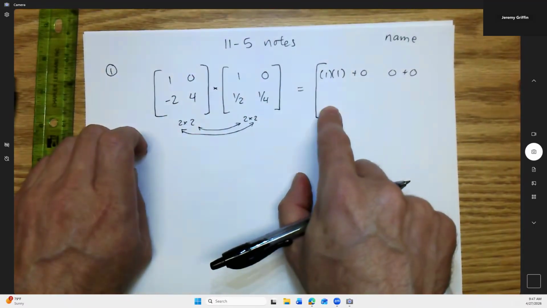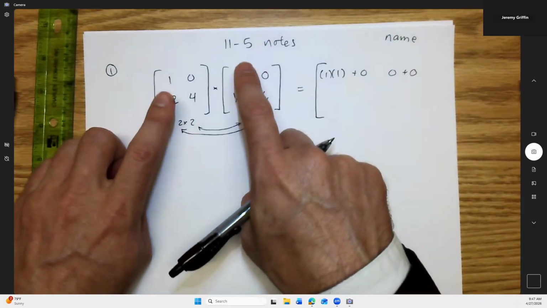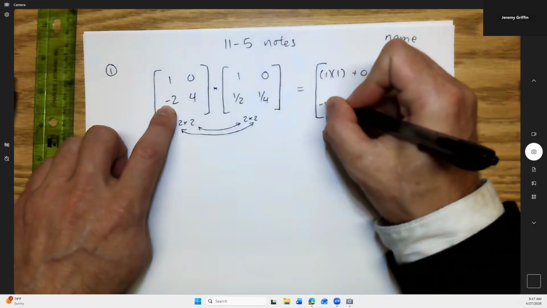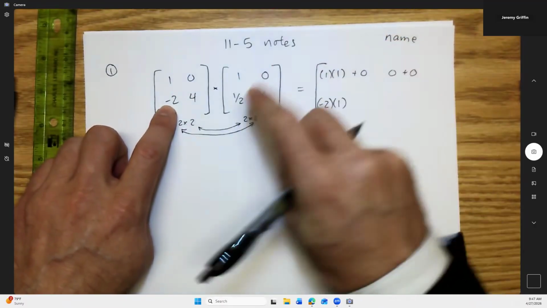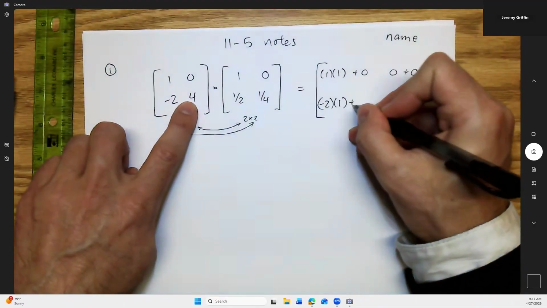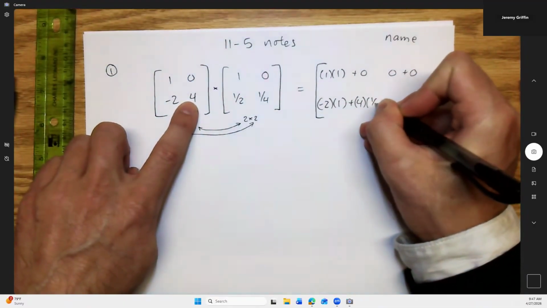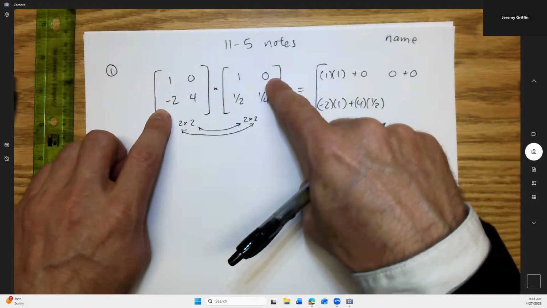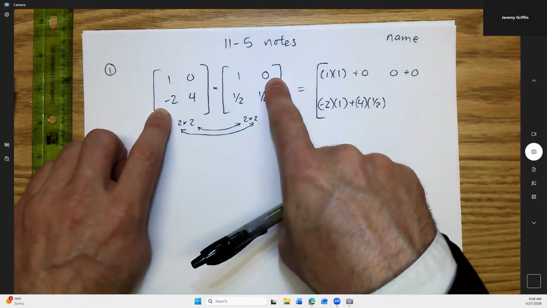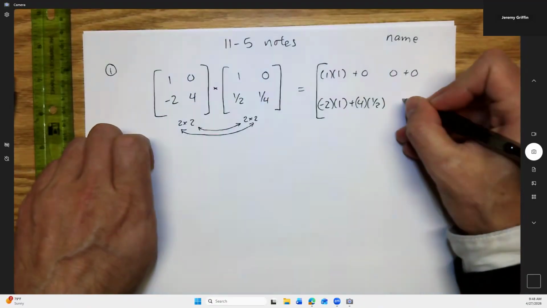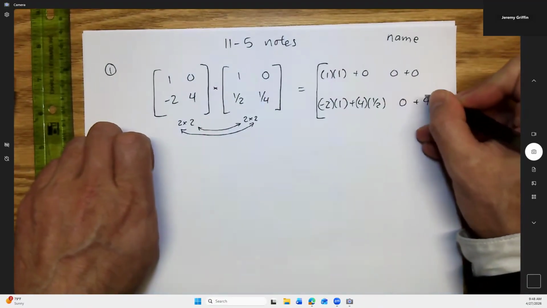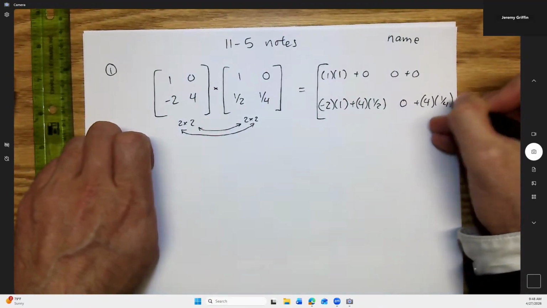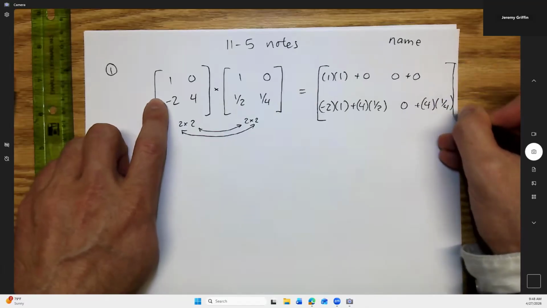Okay. How about this element 2, 1? So that's negative 2 times 1 plus 4 times 1/2. And then finally, this last element is negative 2 times 0 plus 4 times 1/4. So 0 plus 4 times 1/4. Okay. And so that's our matrix multiplication.